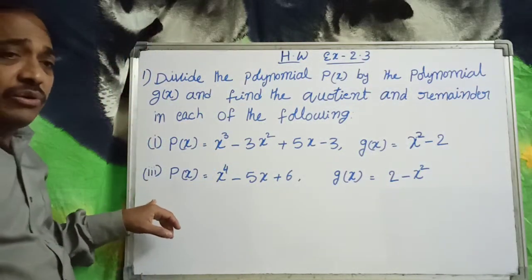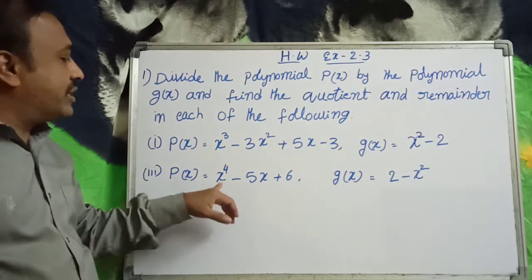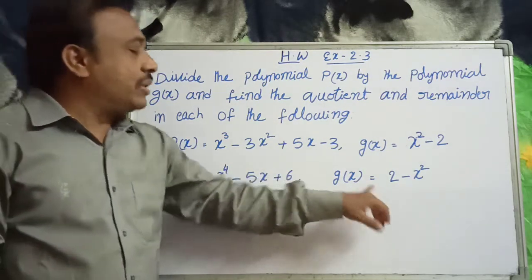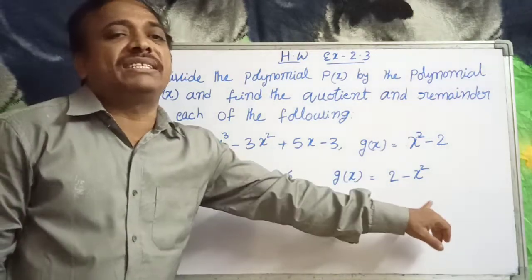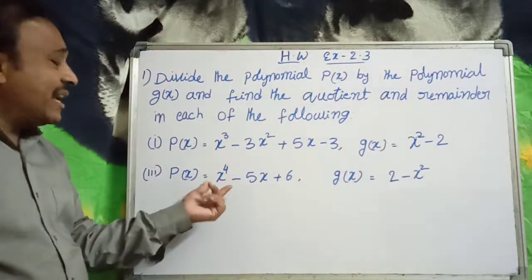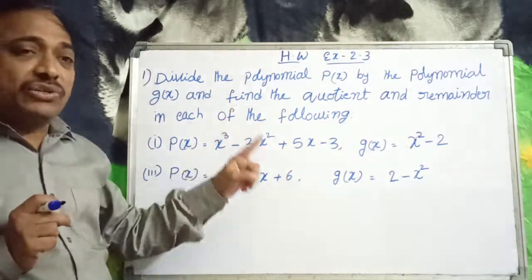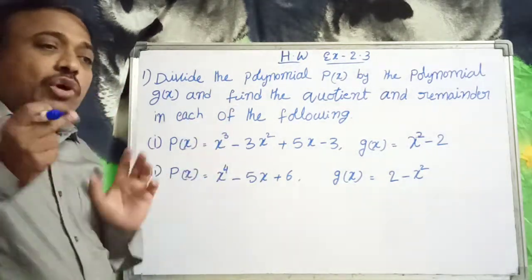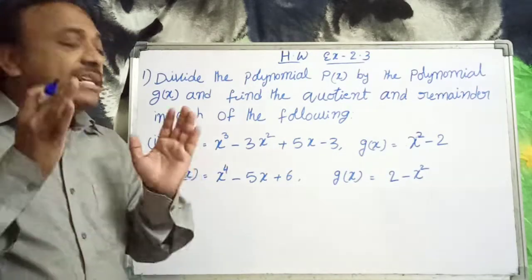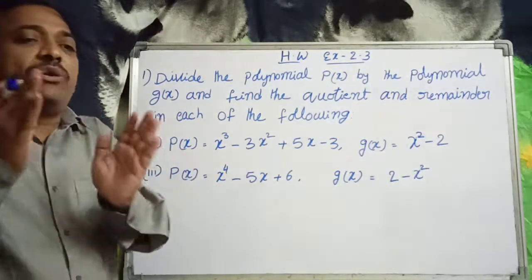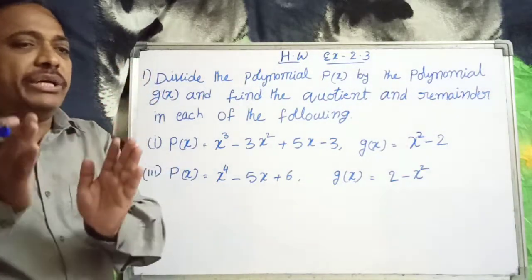Now the third question. P of x is x to the power 4 minus 5x plus 6, and g of x is 2 minus x square. Here x power 4 is given, but x cube is not there, and x square is also not there. So in those two places you can write 0 into x cube and 0 into x square.